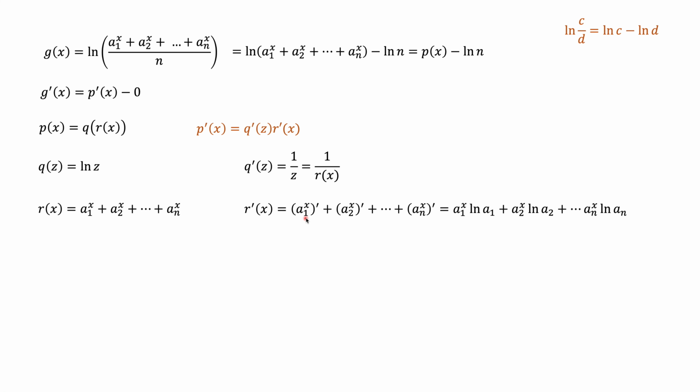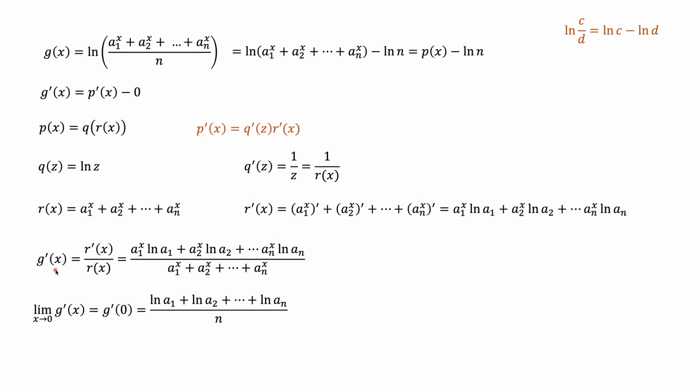And derivative of an exponential function, like a to the power of x, is a to the power of x times the natural logarithm of a. And this is what we see here. So in this case, g prime will be equal to this expression. In our case, we're interested in the limit of this function when x goes to 0. Notice that g prime is a continuous function at x equals 0. And therefore, the value of this limit is the value of the function itself at the point 0.